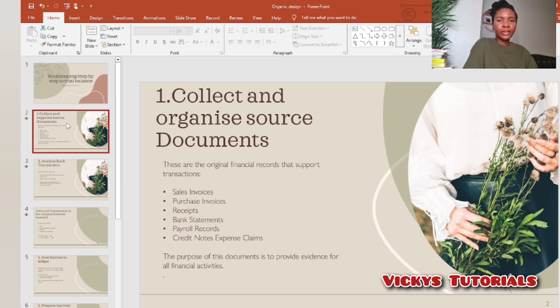Organizations such as HMRC require you to keep all of these source documents right from the onset, and it's also beneficial to you because a point in time will come when you will be required to provide evidence in order to claim some dues, for instance VAT and all that. The first step is to collect and organize your source documents.